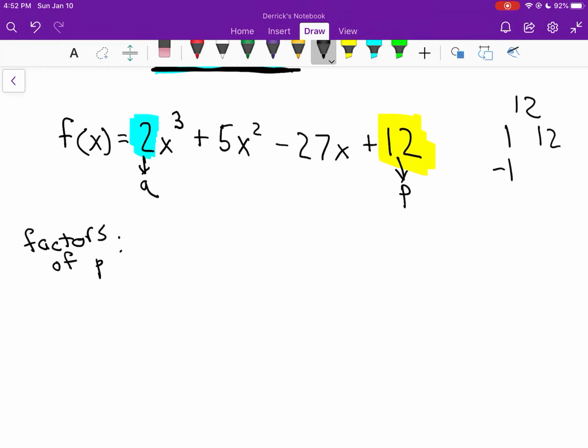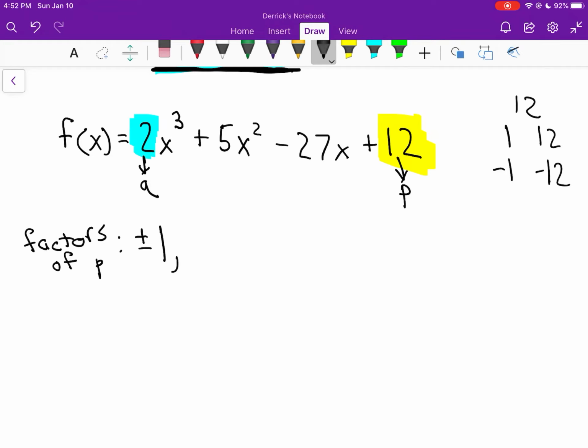But also, negative 1 times negative 12 would still give us positive 12, because a negative times a negative is a positive. So when we're listing out these factors, we could always make it work for the positive or negative version. So we're simply going to put a plus or minus sign with every single factor. We will go ahead and start with 1. I want to make this list from least to greatest as best I can, so we'll start with 1.